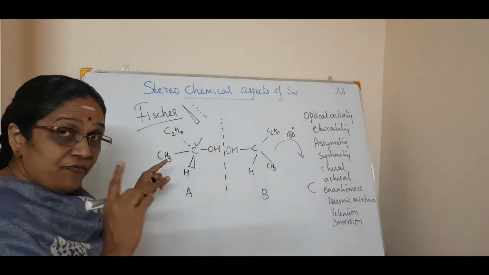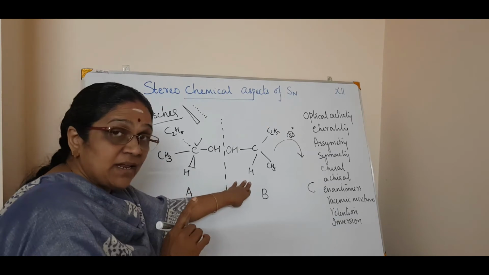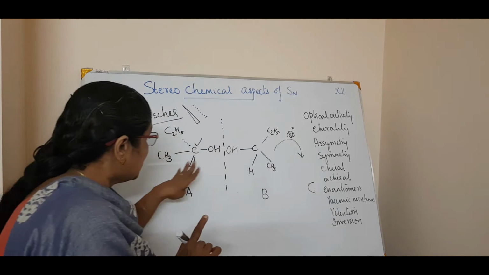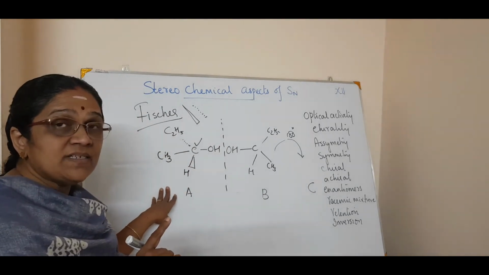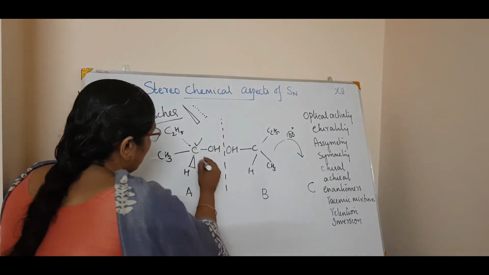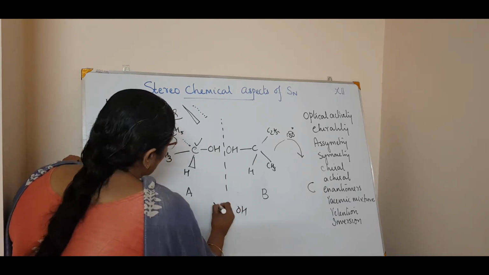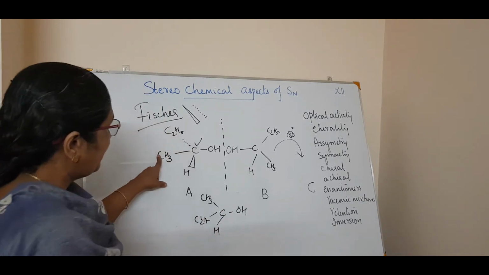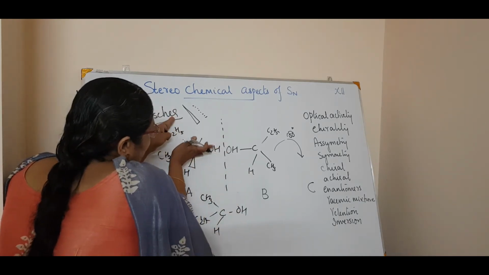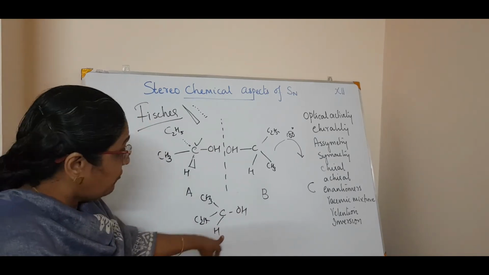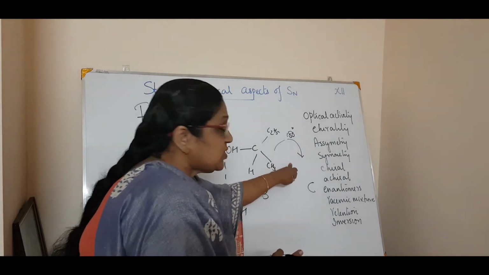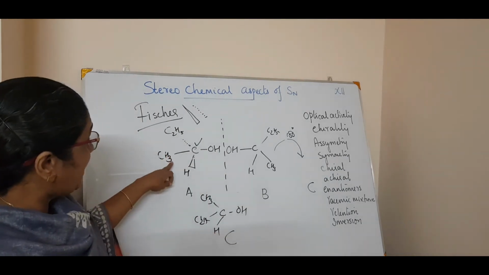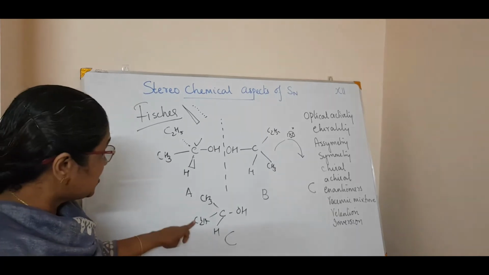But when you rotate this mirror image to 180 degrees and try to superimpose this last compound, what happens? It is non-superimposable. Why? Because this will be OH and this will be CH3, this is C2H5 and this is H. If I rotate this mirror image by 180 degrees, you will get this compound C. When this compound C is made to superimpose, it is non-superimposable.